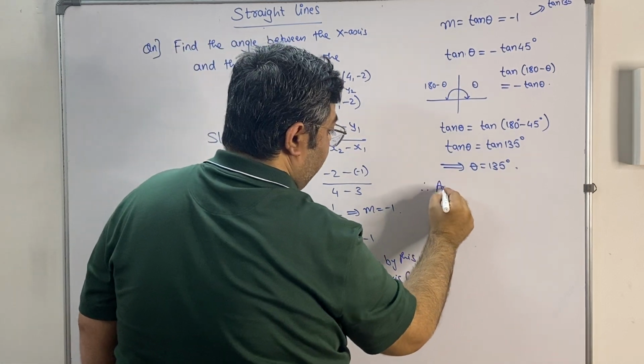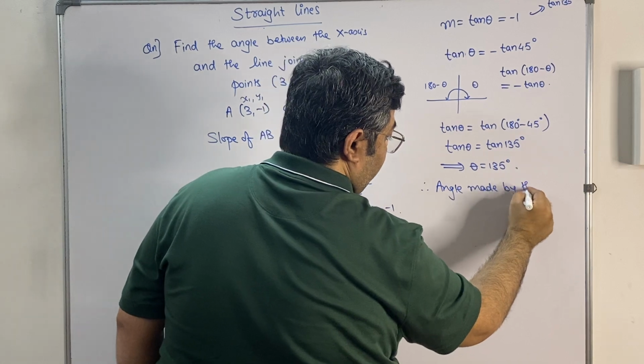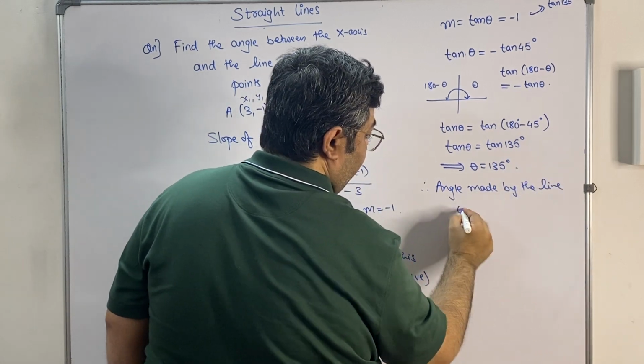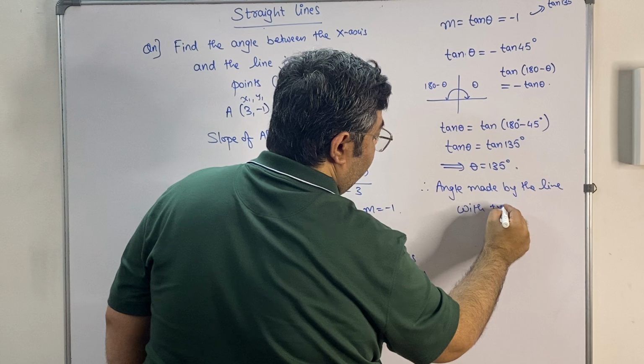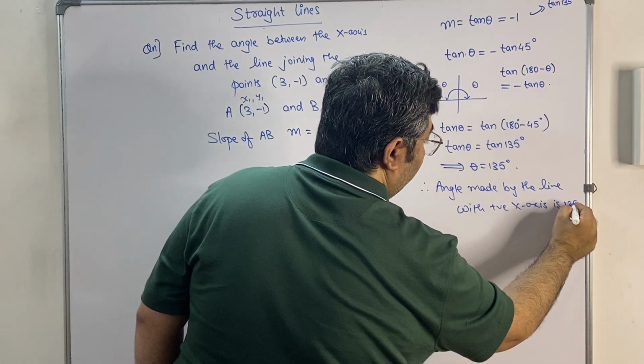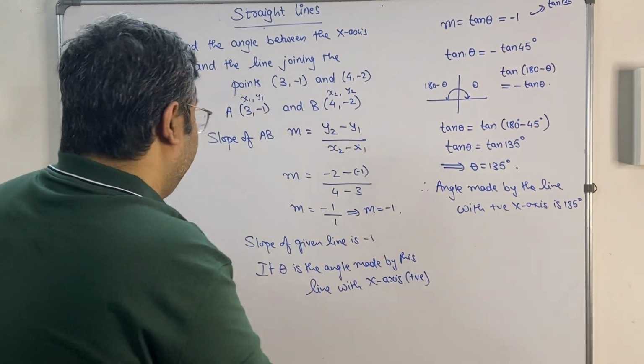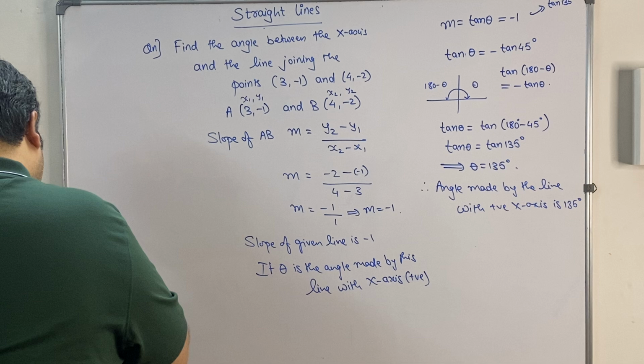Therefore, the angle made by the line with the positive x-axis is 135 degrees. So obviously with the other side it will be 45 degrees. This was the 9th question of NCERT.